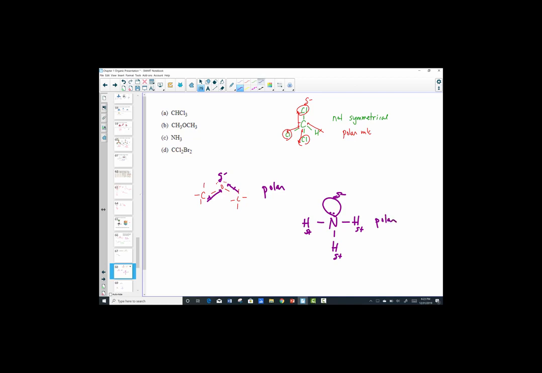In terms of bond polarity, nitrogen, being the more electronegative element, is pulling the electron density towards itself and being pulled up towards the electron pair.